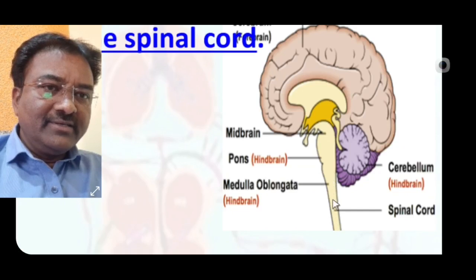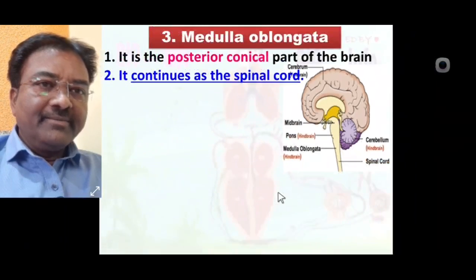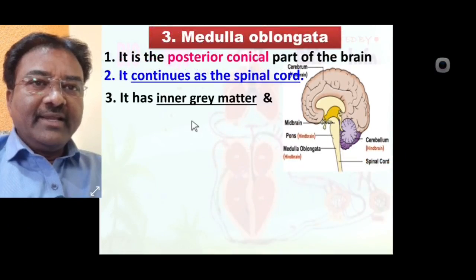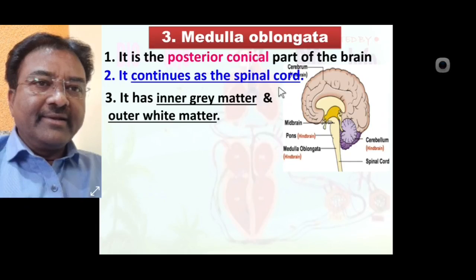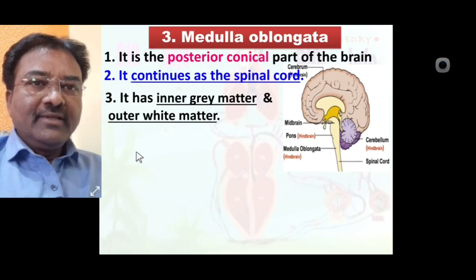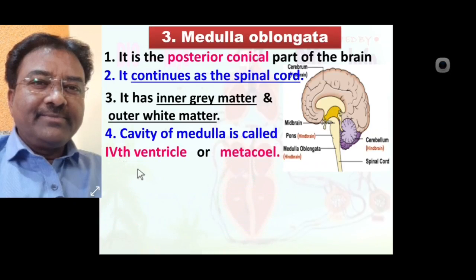So this is the medulla oblongata, part of the hindbrain. It has inner gray matter and outer white matter. The cavity of medulla oblongata is called the fourth ventricle or metacele. The cavity in which the medulla oblongata lies is called the fourth ventricle, or metacele.